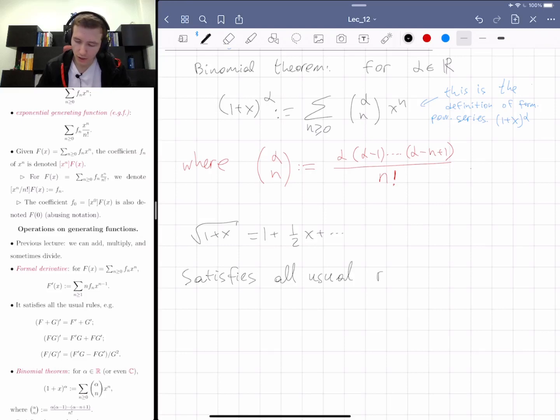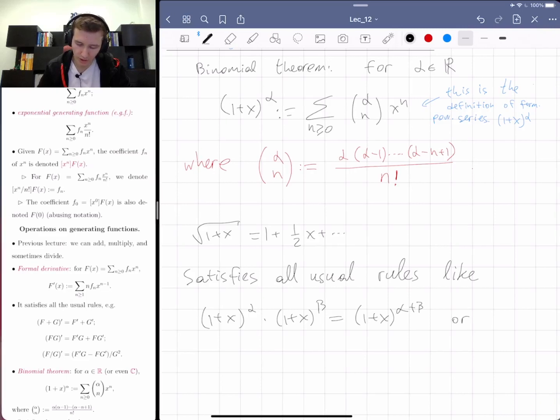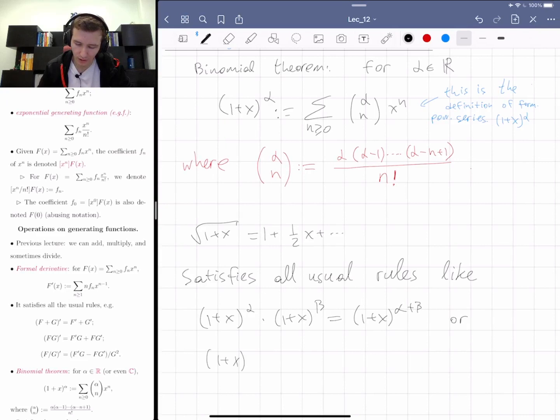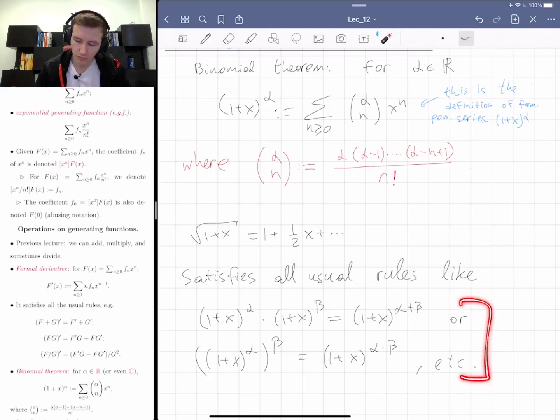Like, for instance, you're allowed to take (1 plus x) to the alpha times (1 plus x) to the beta, which is (1 plus x) to the alpha plus beta, or you can raise (1 plus x) to the alpha and then to the beta, giving (1 plus x) to the alpha times beta, etc. And again, each of these can be deduced by some manipulation with these generalized binomial coefficients.